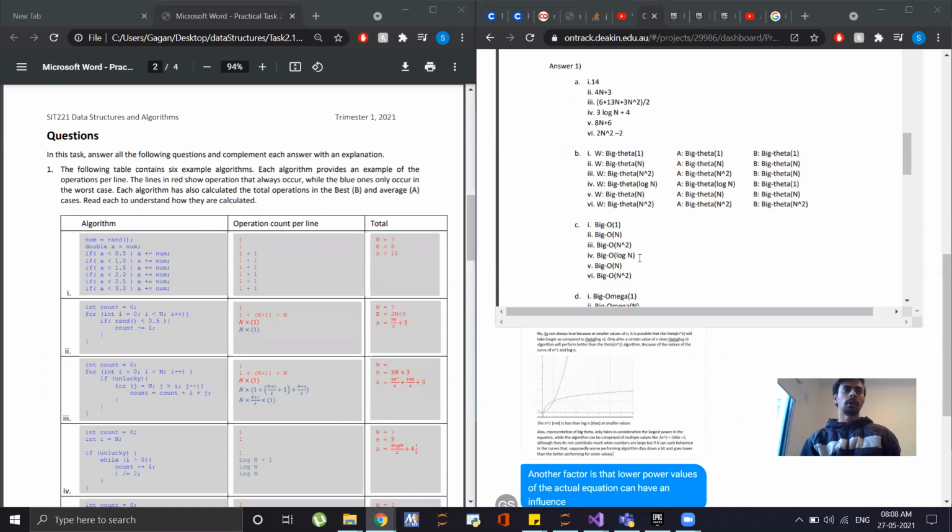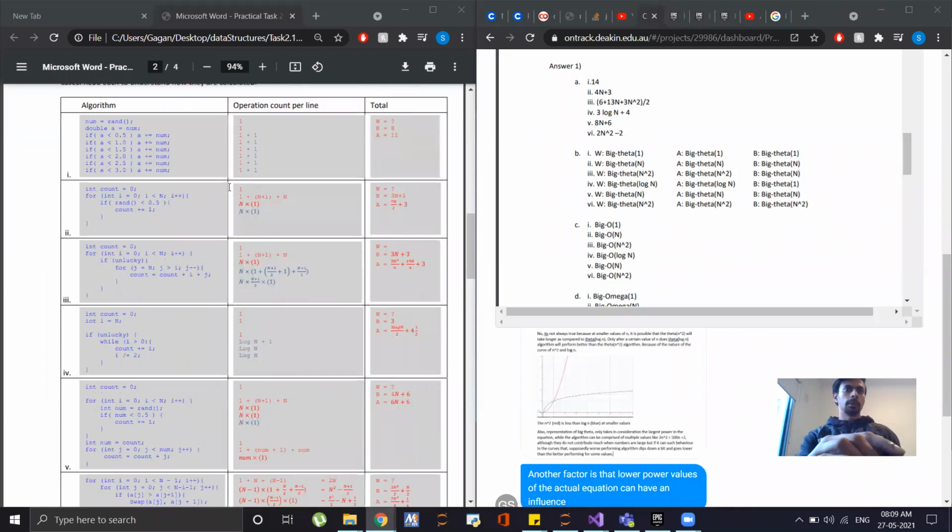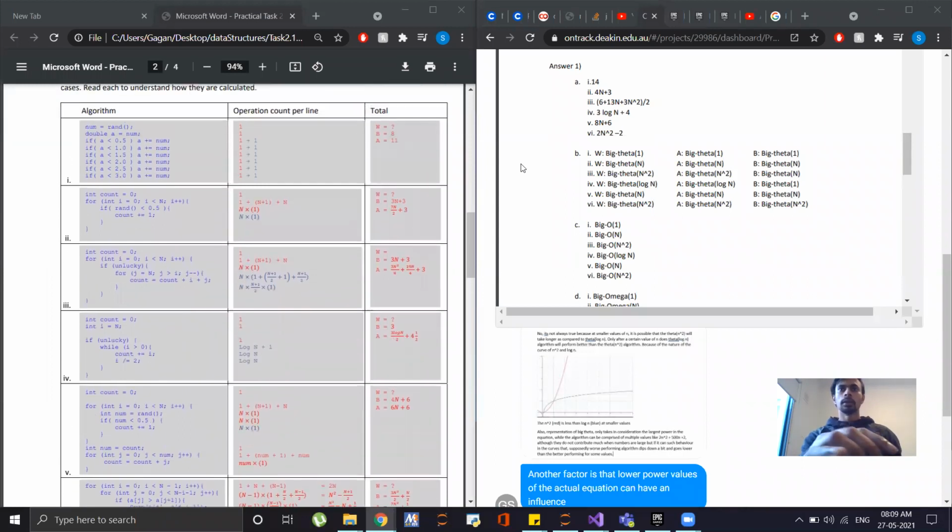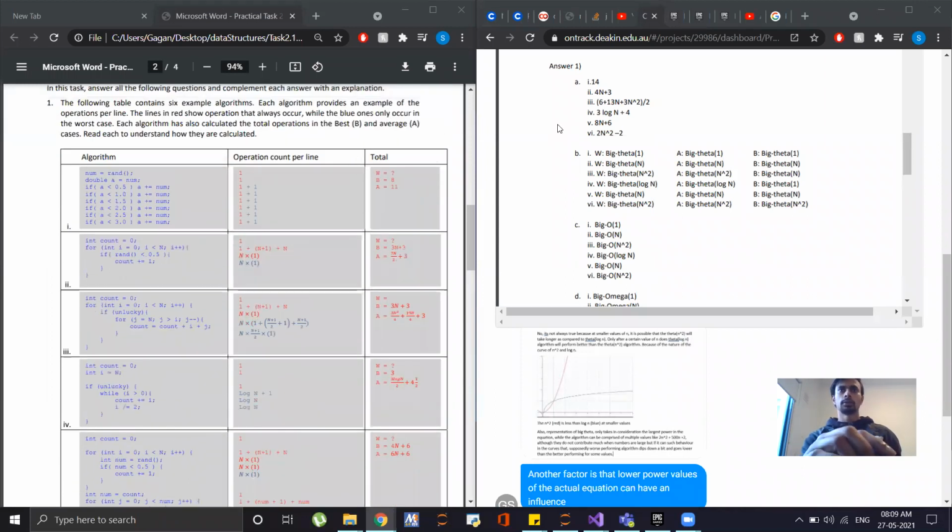This task is about asymptotic notation and algorithm complexity. In the first question, we are asked to calculate the worst case scenario, which is the case where every single line of the code, every single step of the algorithm will get executed. So we just sum up every single step, and that will be our worst case.